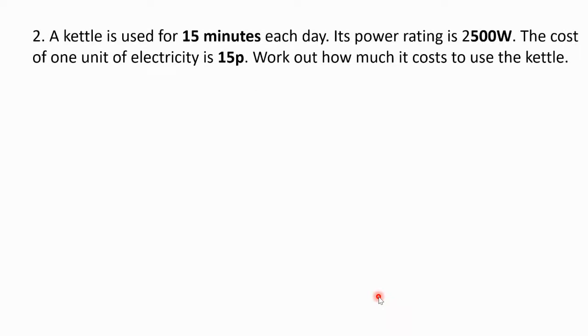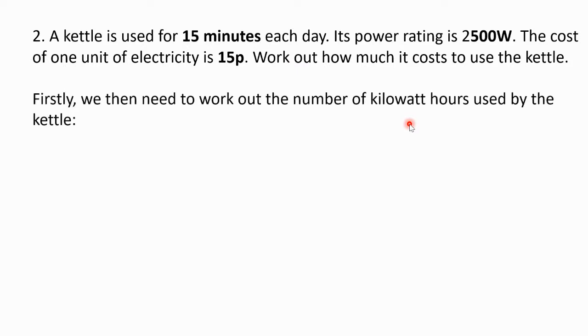All right, example number 2. I'd suggest you pause the video and give this a go now on a piece of paper. So the question says a kettle is used for 15 minutes each day. Its power rating is 2,500 watts. The cost of 1 unit of electricity is 15p. Work out how much it costs to use the kettle. So step 1, how many kilowatt hours? So 2,500 watts, we divide by 1,000, that gives you 2.5 kilowatts.